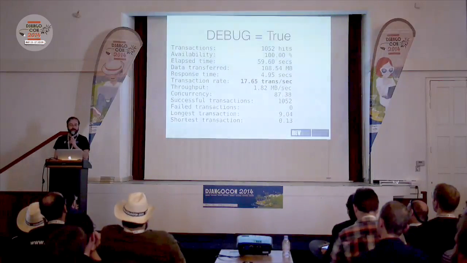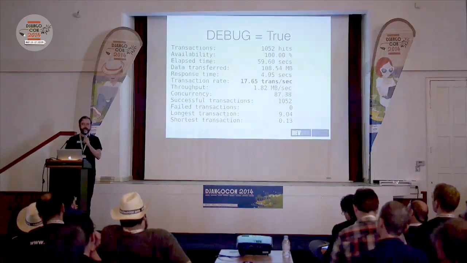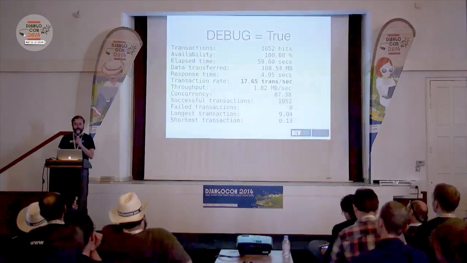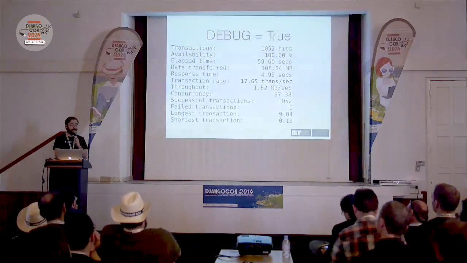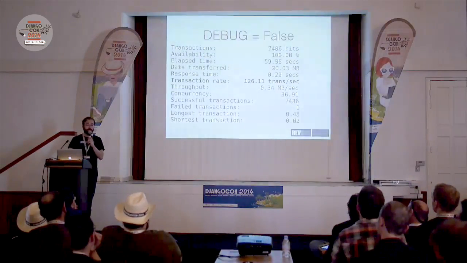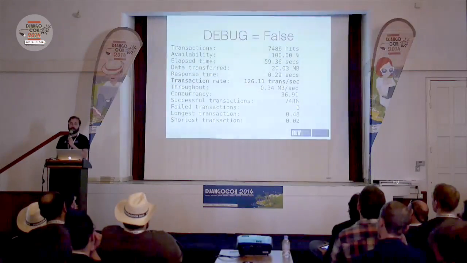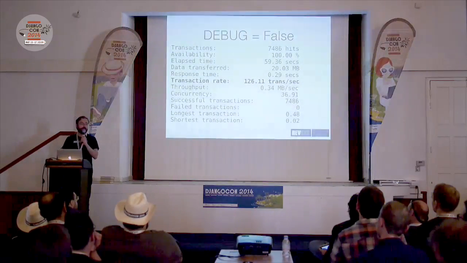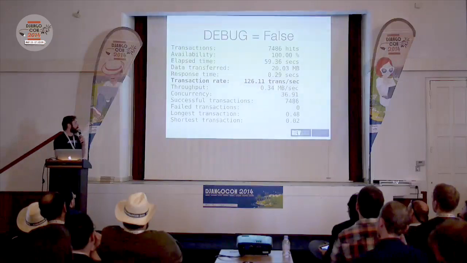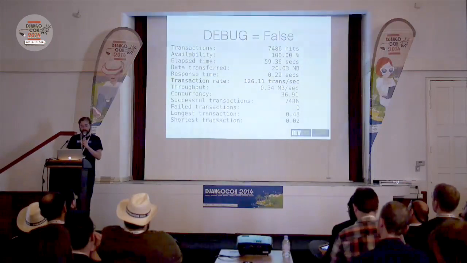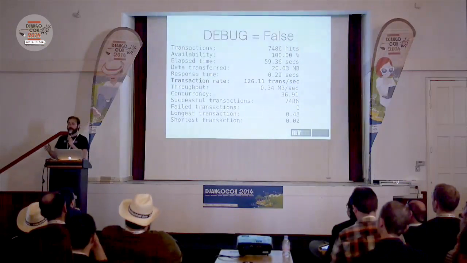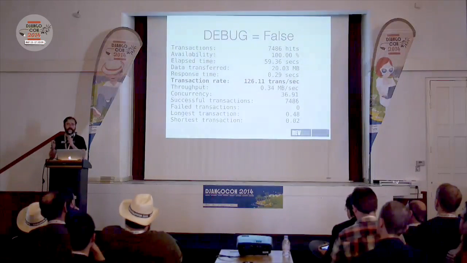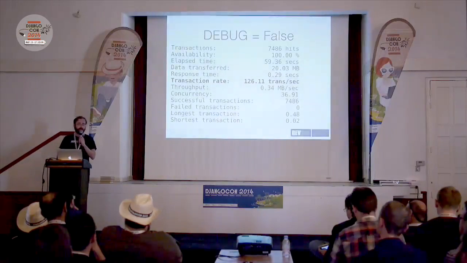Now we know that debug is bad to use in production for security reasons. It turns out it's actually really bad for performance reasons because just turning debug off got us 120 transactions a second, up from 17. So that's a pretty basic setup. I'm not caring about performance. I just want to throw this up on the web and have people use it.